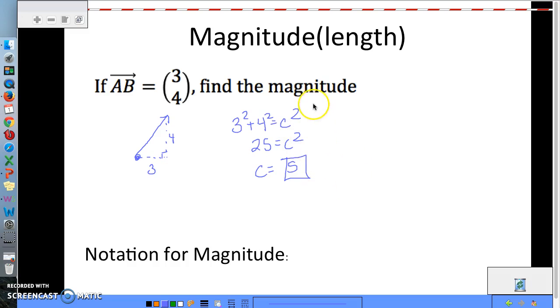Now the notation. You'll see it as magnitude. Oftentimes you'll see it with absolute value signs, like find the magnitude of AB, or if it's written with that bold letter, find the magnitude of a.